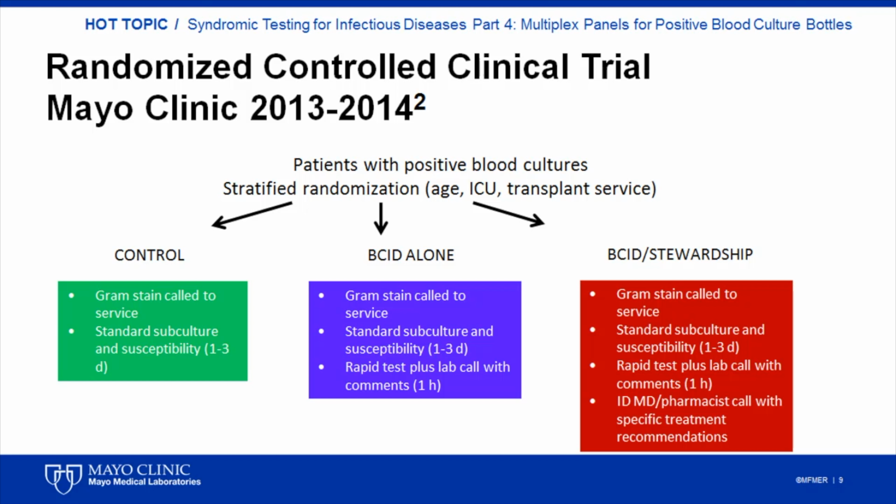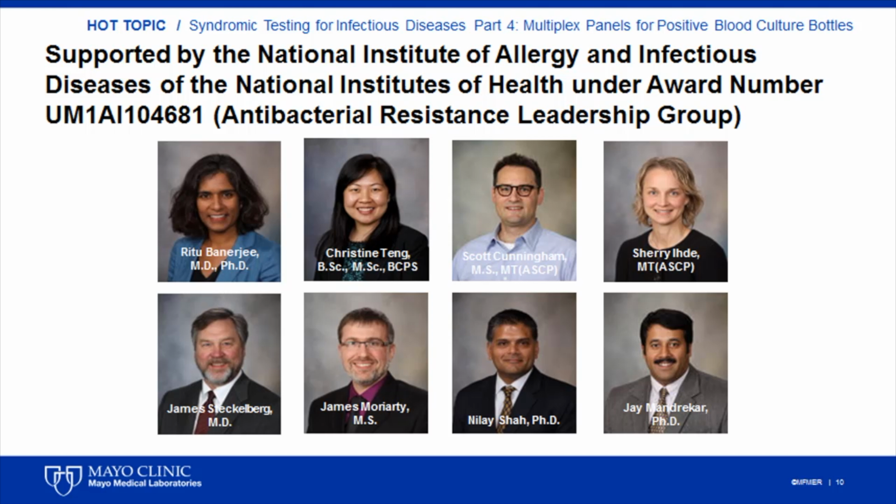617 patients were randomized to one of three arms: standard blood culture processing, or our control arm, which included organism identification using MALDI-TOF mass spectrometry; the BCID test reported with templated comments; or the BCID test reported with templated comments and real-time audit with feedback by an antimicrobial stewardship team. The study was performed at Mayo Clinic Rochester and was supported by the Antibacterial Resistance Leadership Group of the National Institute of Allergy and Infectious Diseases of the National Institutes of Health.